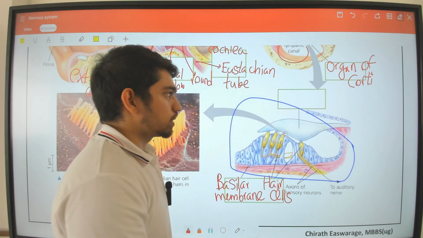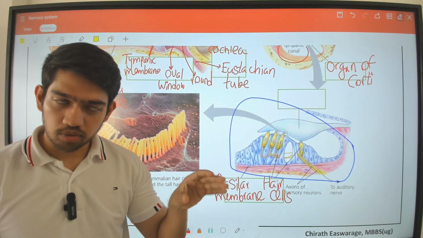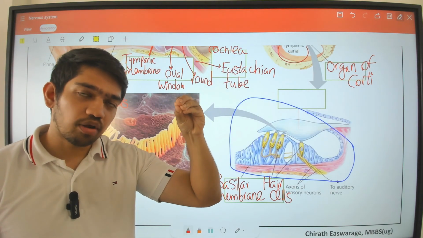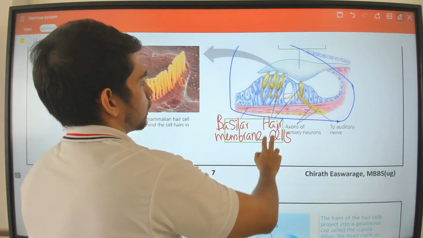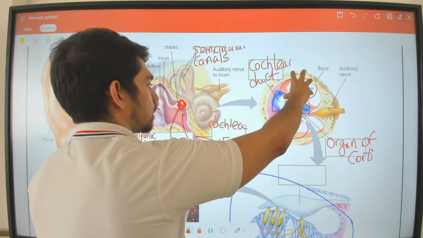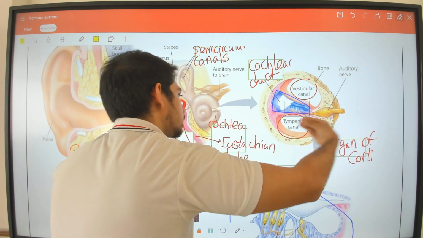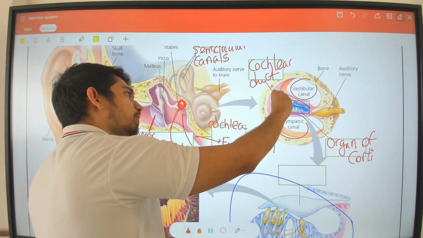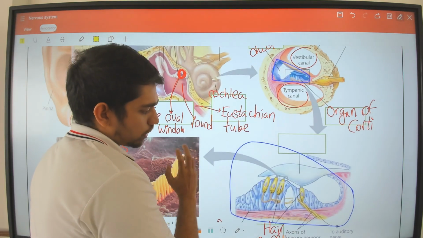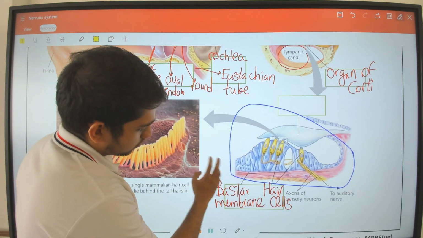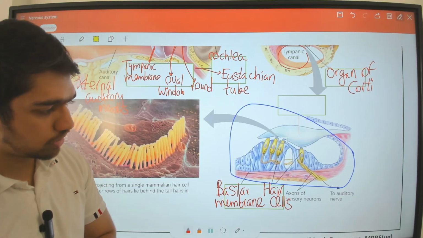So, what's going to happen is, I told you, from the oval window sound waves enter, and they travel through the fluid that is filling this vestibular canal. While it is going through the vestibular canal and also while it's coming back to the tympanic canal, it is going to press on the cochlear duct. So, when it is pressing on the cochlear duct, what's going to happen? This basilar membrane is vibrating. The flow of the cochlear duct is vibrating.